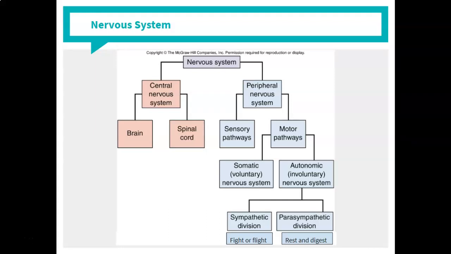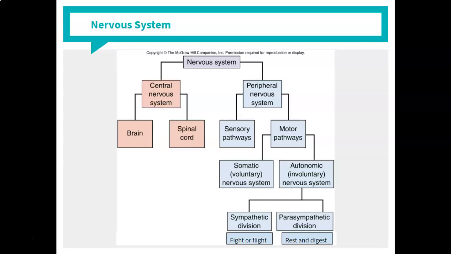The next part that we're going to dive into is the nervous system. The nervous system is broken into two parts: central and peripheral. The central is pretty straightforward. It's the brain and the spinal cord, the main players in the nervous system. And then peripheral is basically everything else. So any nerve that comes off of your spinal cord is part of the peripheral nervous system.